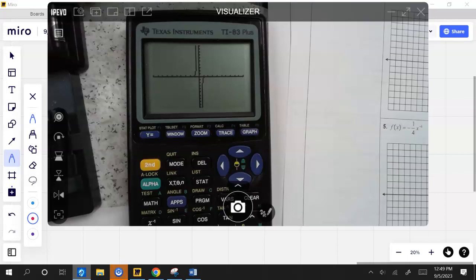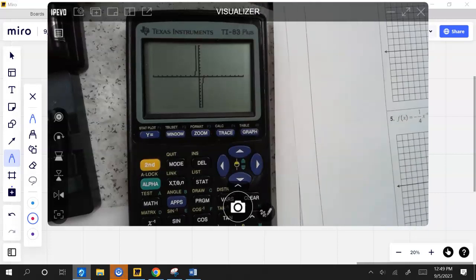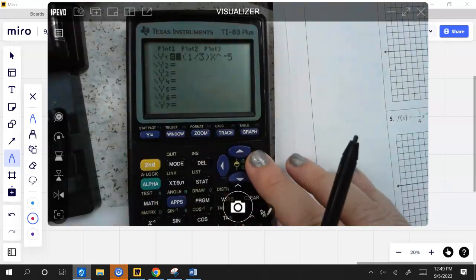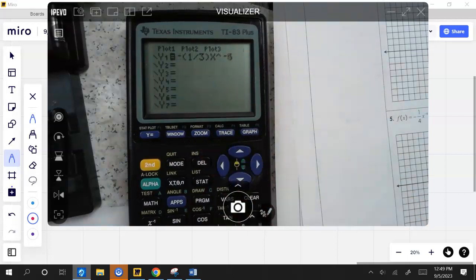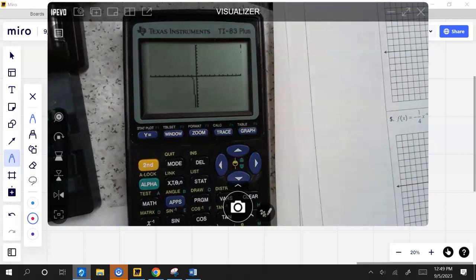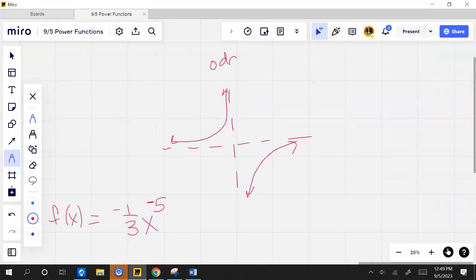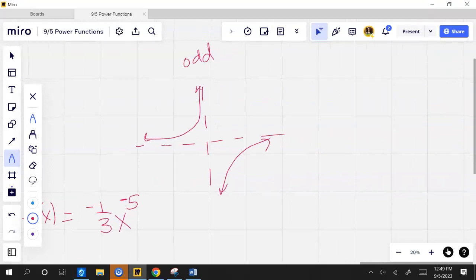And because this is an odd symmetry, right? Because it's the fifth. If I changed it to an even, let's say I changed it to 4, watch what happens. So now it becomes an even symmetry. So here's what they're going to look like. These are the odds. This is an odd with a negative that's flipped over.